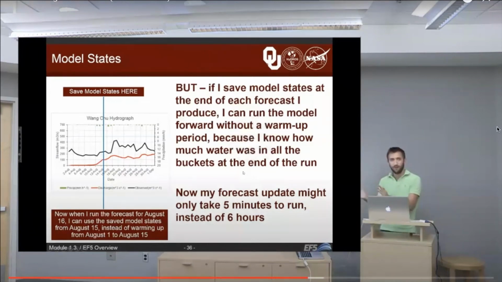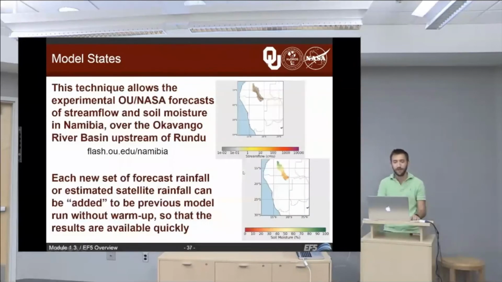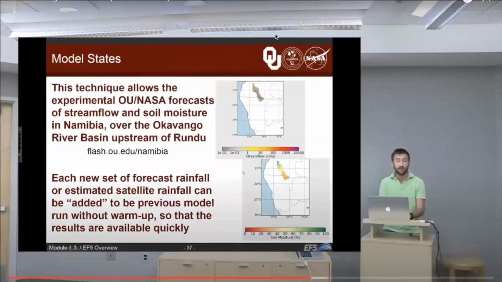all that rigmarole every single time. Now you're just saving one simple set of model states and then going forward from there. This technique has been employed in one experimental example where OU and NASA have partnered together to produce forecast streamflow and soil moisture in the nation of Namibia, which is located on the southwest coast of Africa. So on the Okavango River Basin, upstream of the town of Rundu.